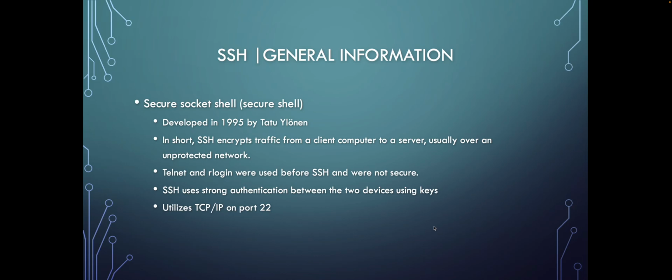But in short, SSH encrypts traffic from a client computer to a server or another client, usually over an unprotected network. Telnet and rlogin were used before SSH and were not anywhere near as secure as SSH. SSH uses strong authentication between the two devices using what are called keys, which we're going to get into in a second. And then SSH utilizes the TCP/IP protocol on port 22.